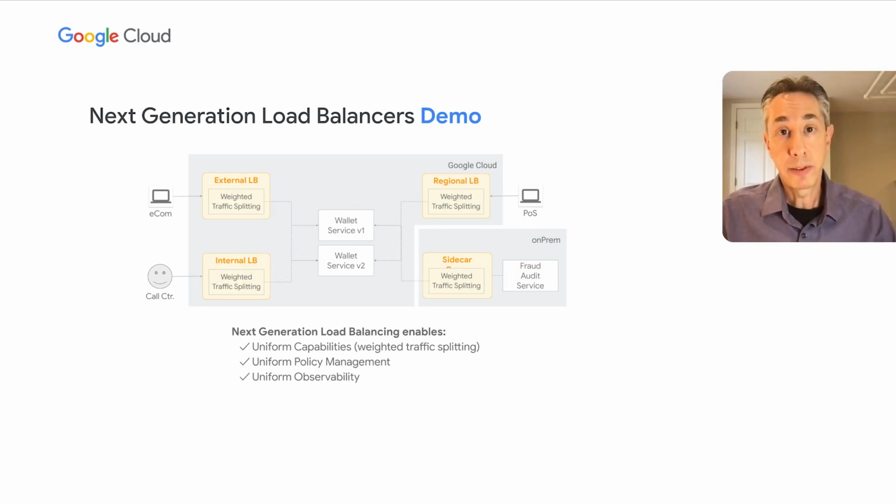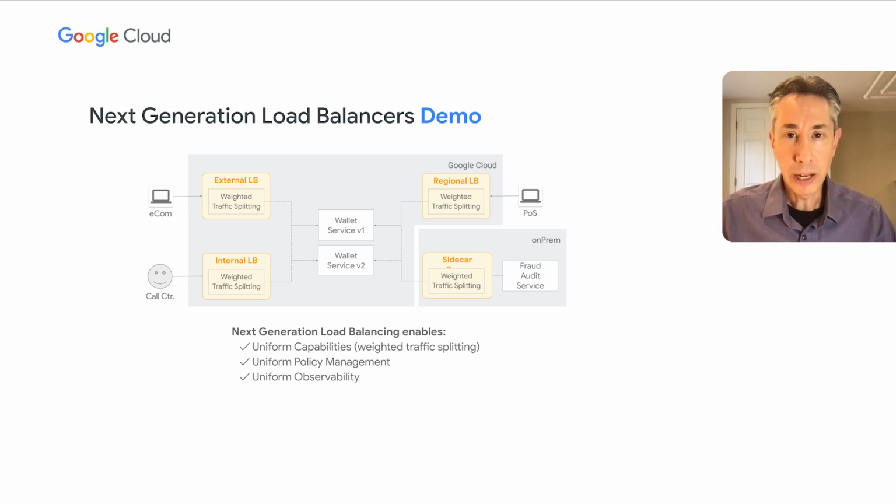And on the right side of this picture, you'll see potentially this point of sale using regional load balancers. Or maybe there's nightly batch jobs running on premises, maybe running fraud protection. So in all these cases, you have a common service that these various systems are using. So what happens if you want to roll out a new service, a version 2 of the wallet? Each of these disparate systems needs to be able to test that service using something like a canary test.